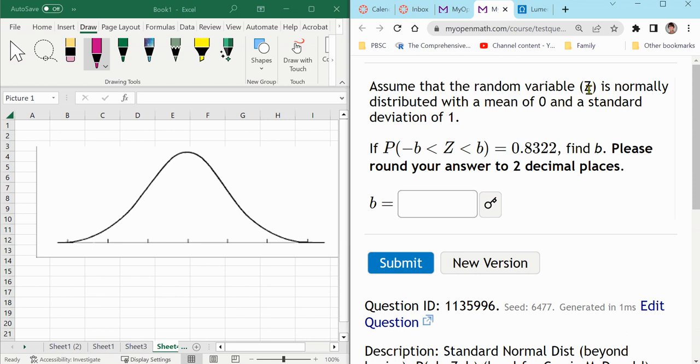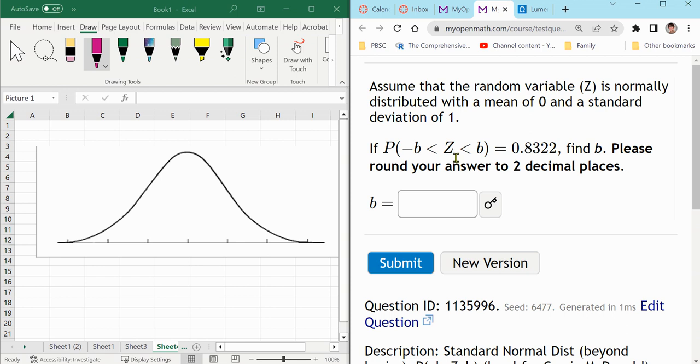Assume that the random variable z is normally distributed with a mean of 0 and a standard deviation of 1. If p of negative b less than z less than b is equal to 0.8322, find b. Please round your answer to 2 decimal places.